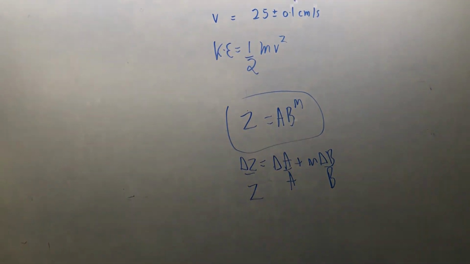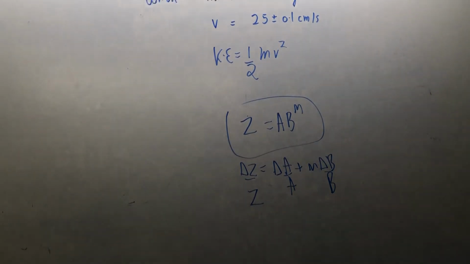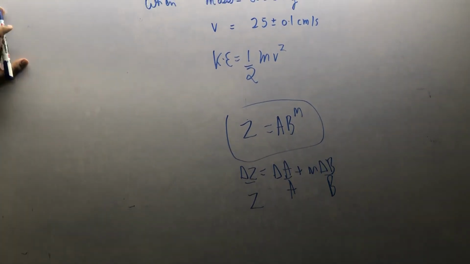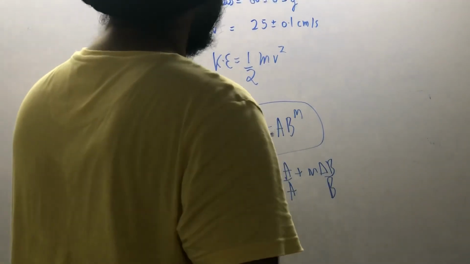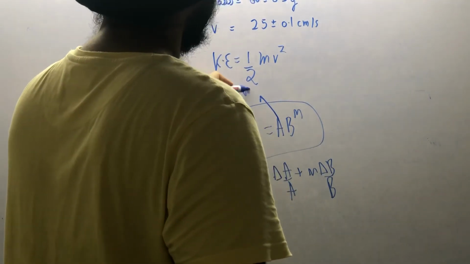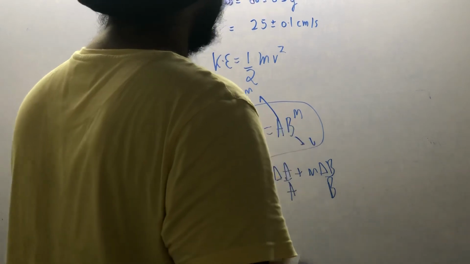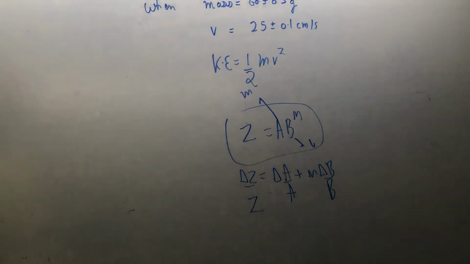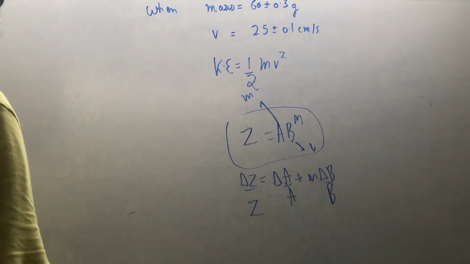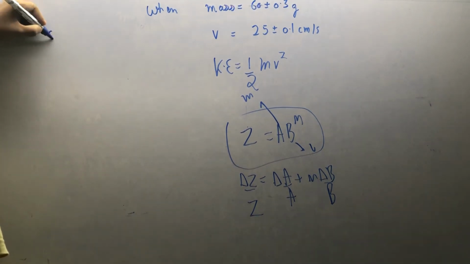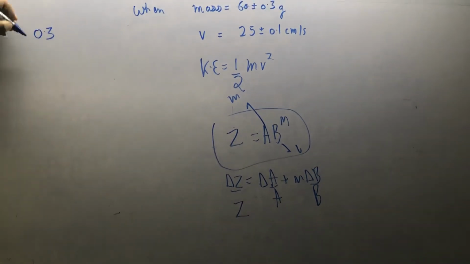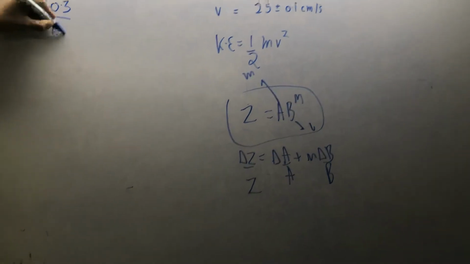Forget the half because we are only finding the error value. Just assume that A is the mass and B is the velocity. So just substitute in the values. Delta A upon A will be 0.3 upon 60.